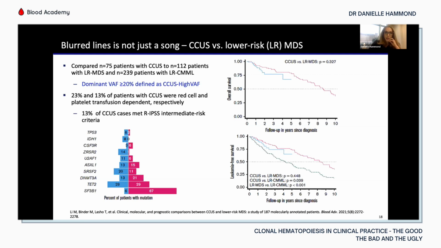And interestingly enough, some of these patients were treated essentially as if they had lower risk MDS with transfusions, growth factors, and there was even 1 or 2 patients treated with hypomethylating agents. But on the right-hand side, when you look at overall and leukemia-free survival, there really was no statistically significant difference between the patient cohort with CCUS versus lower risk MDS.